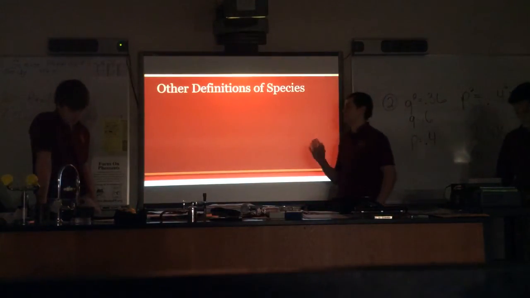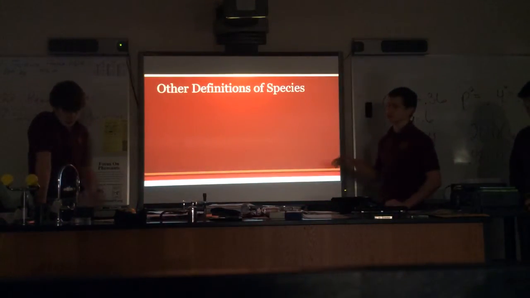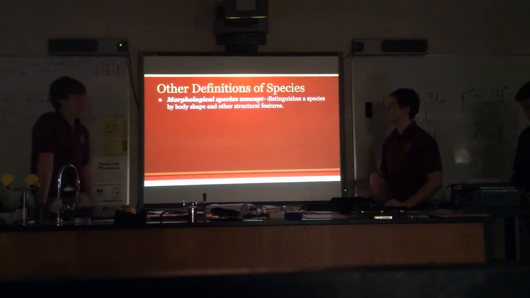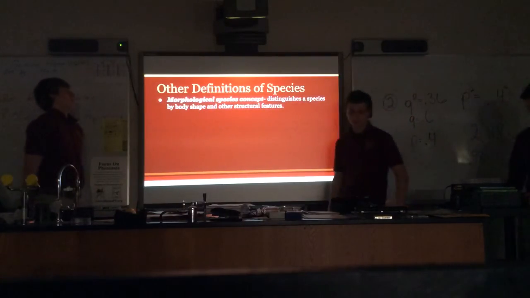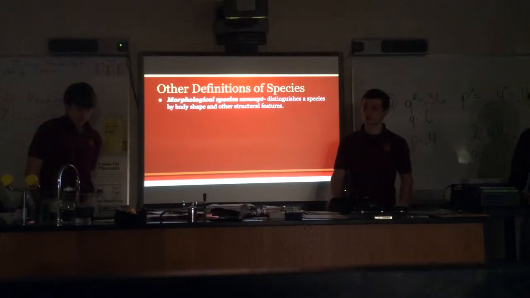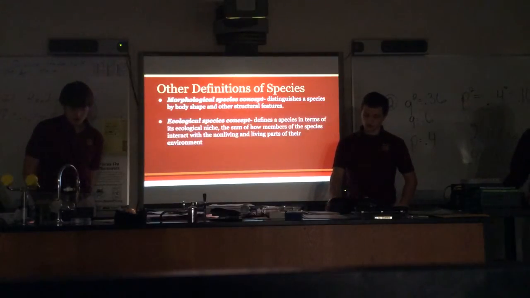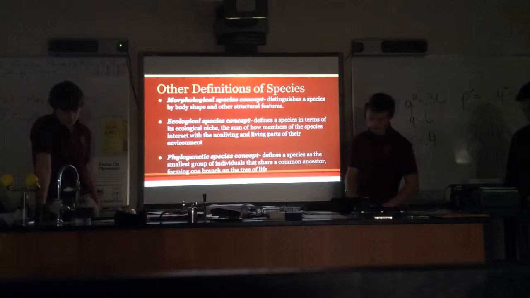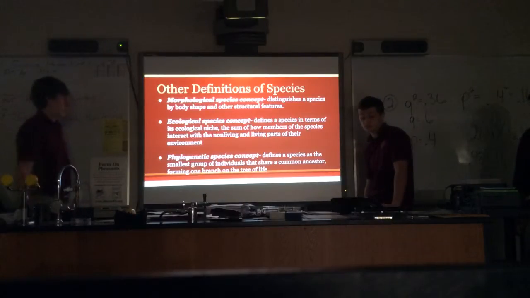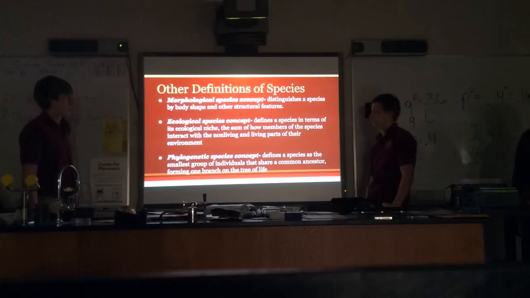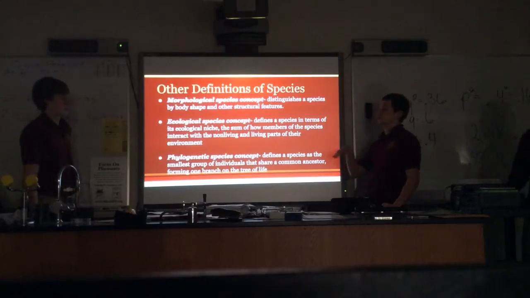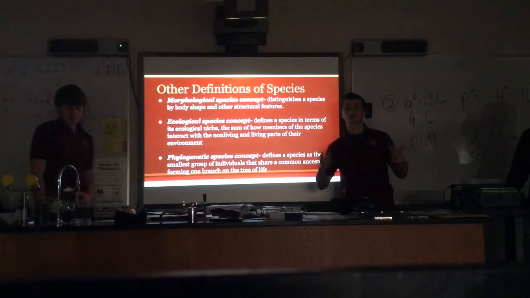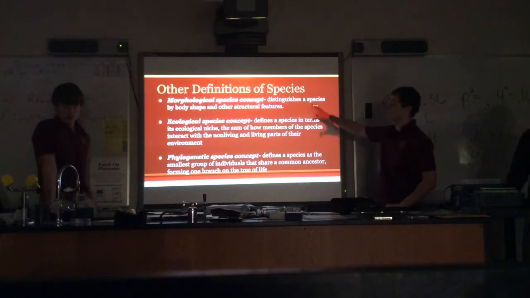So remember, the main definition of species in the book was the biological species concept. But here are some other definitions that they use. Morphological species concept distinguishes a species by body shape and other structural features. Ecological defines a species in terms of ecological niche, the sum of how members of the species interact with the non-living and living parts of the environment. And phylogenetic defines a species as the smallest group of individuals that share a common ancestor, from one branch in the tree of life. Remember, the biological species concept compared the genotypes and phenotypes of each organism to one another. These compare different characteristics.